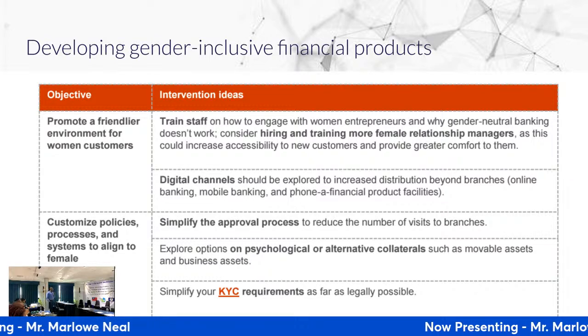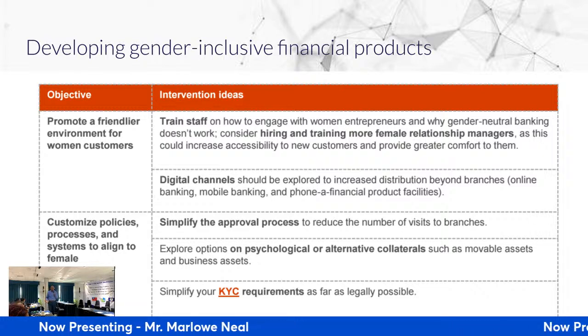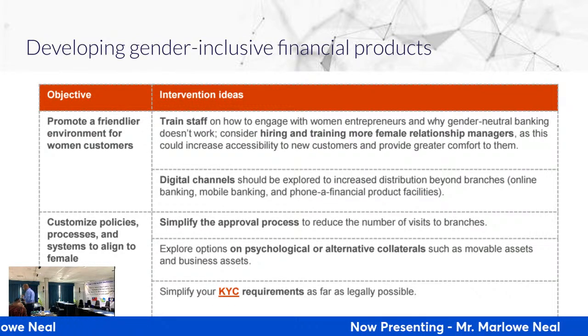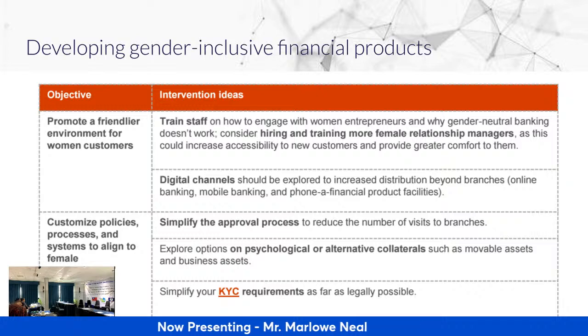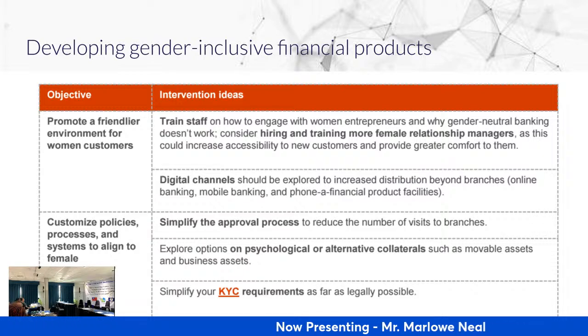Simplify the approval process to reduce the number of visits to branches, again, because of the sphere of responsibilities sometimes of the women entrepreneurs. In particular, you want to minimize the amount of times that they have to go to the branches, or try to make it convenient. Open up the branch on a Saturday to accommodate the women.